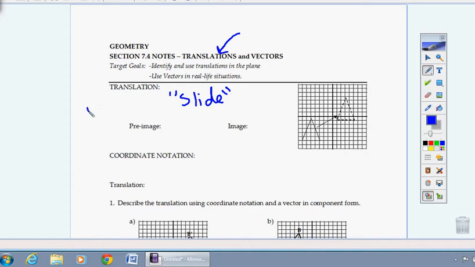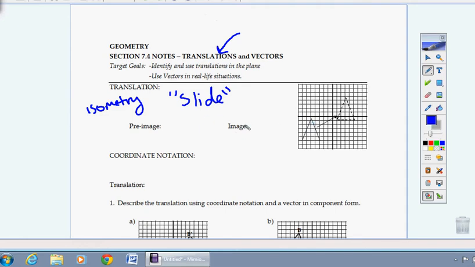Now when we refer to a translation, I mentioned this a few days ago, a translation is what we call an isometry. Meaning that if I move this figure, or if I slide this figure, the distance between the vertices is going to stay the same. So if I move this triangle over here, that means that the distance from here to here in my pre-image is going to be the same as the distance from here to here in my image. The distance is preserved.